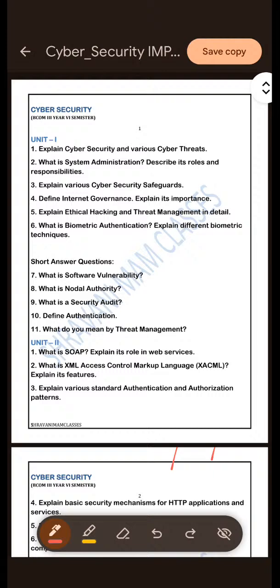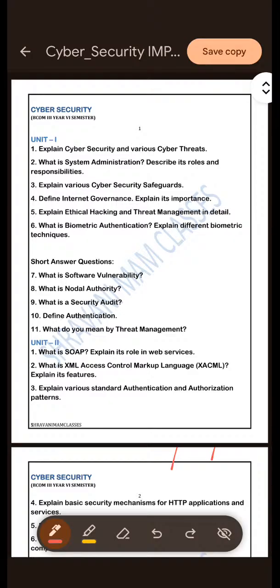Now coming to the fourth question, explain various standard authentication and authorization patterns. First of all, you have to explain authentication and authorization, right? So you all know what authentication is, it checks the identity of a user, right? Who are you, who is this. And what is authorization? It determines what actions or resources the user can access, right? So by taking these two, authentication and authorization, you have to explain the patterns, right? Both are important for system security, right? You have to explain in detail.